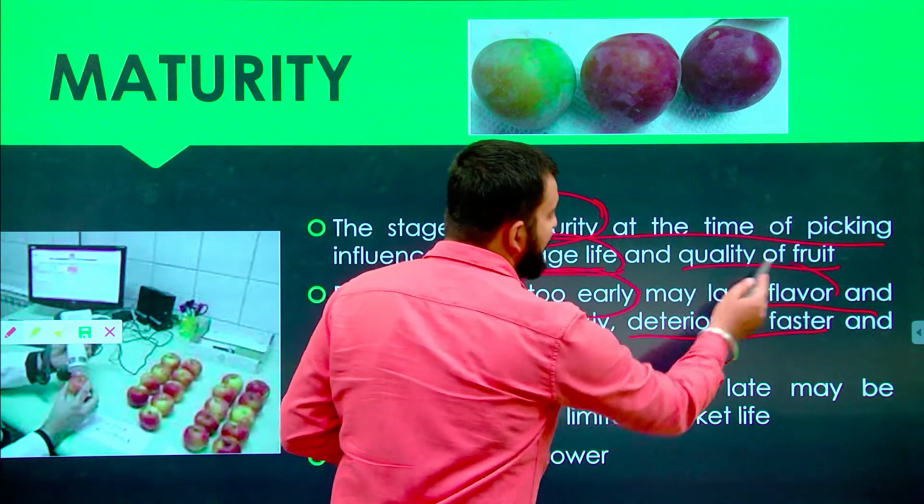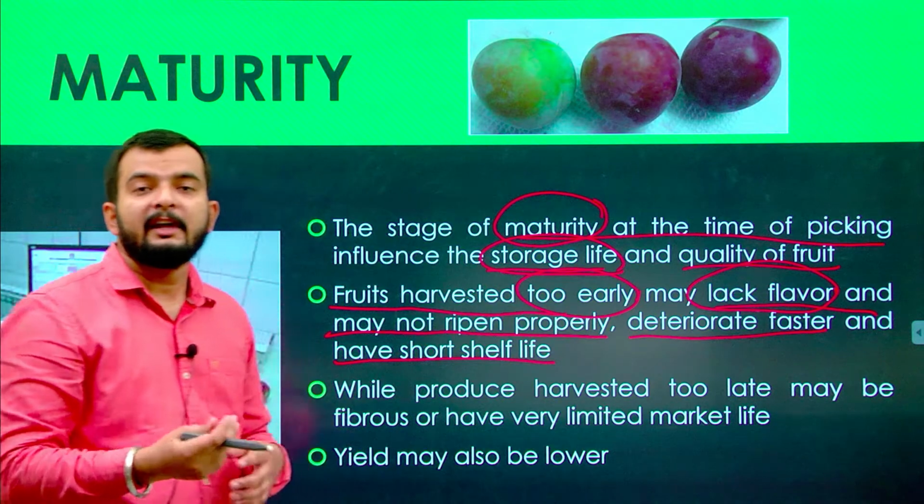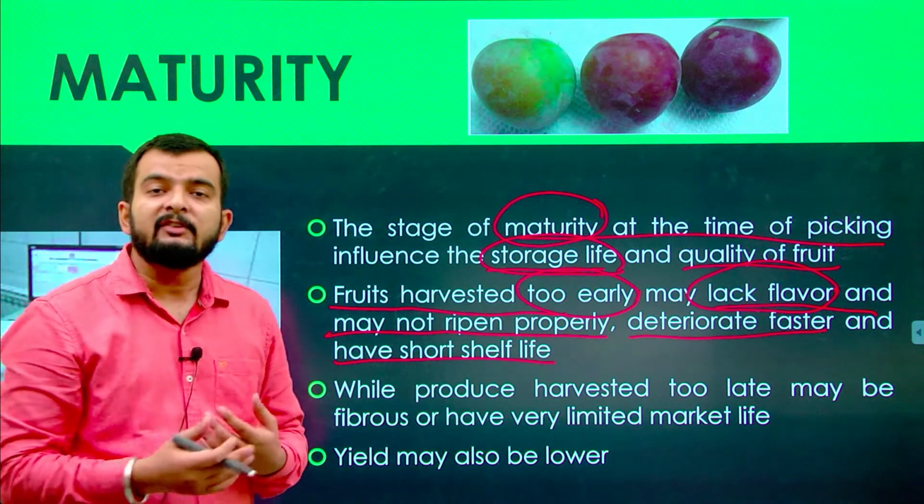First is lack of flavor. See, when the fruit is growing, as we told, when the fruit is unripe, it contains a lot of starch.